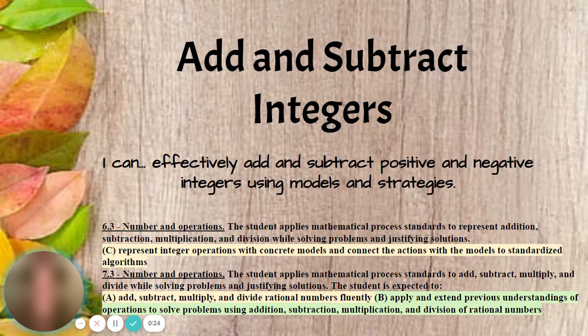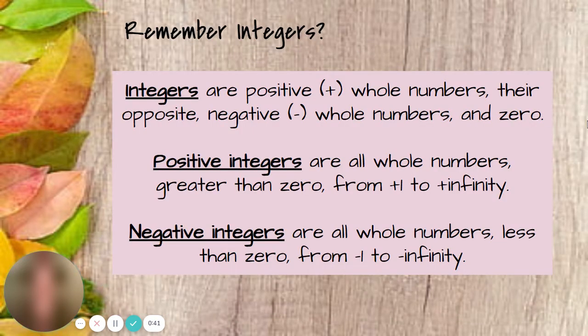So today, by the time we finish, you should be able to effectively add and subtract positive and negative integers using models and strategies. You can also use number lines, which I can go over later, but right now we're just going to go over models and strategies. Okay, so let's go back to what we talked about integers before at the beginning of the year.